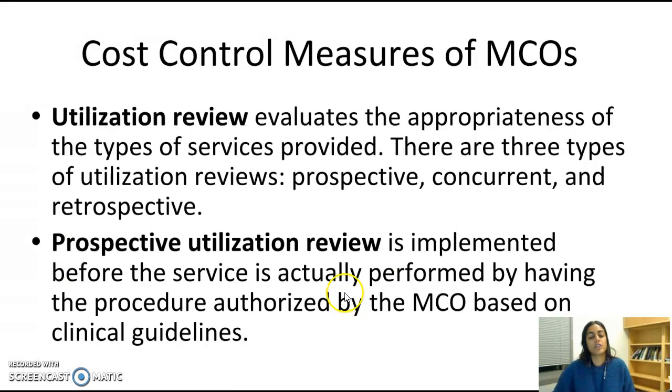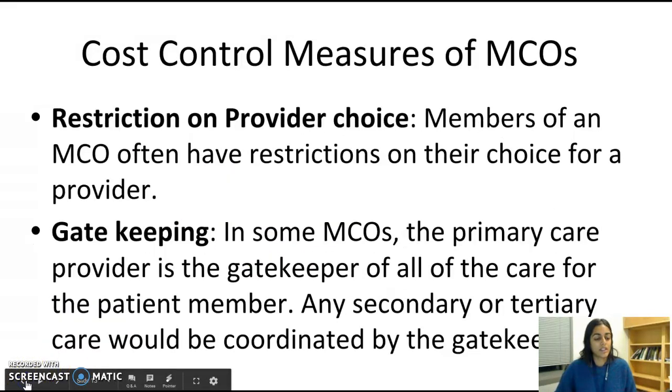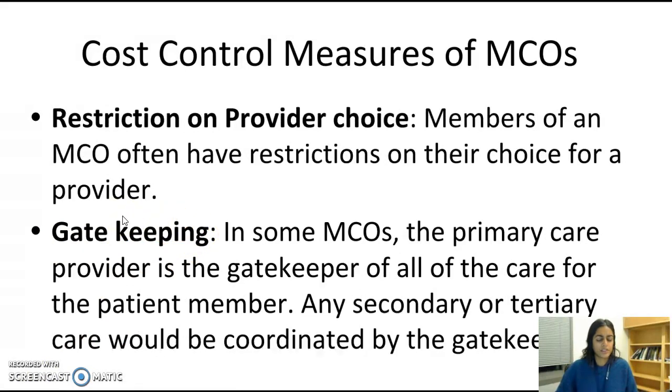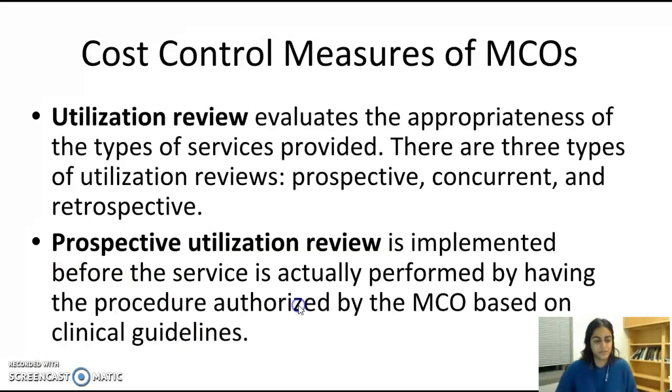So the cost control measures of MCOs, utilization review. Oh, and just going back for a second, I think this gatekeeper can also be a nurse practitioner or a physician assistant. Might have to check on that, but I think any primary care provider, doesn't have to be a doctor. Anyway, so cost control measures of MCOs, utilization review. This is important in MCOs. They evaluate the appropriateness of the types of services provided. There are 3 types of utilization reviews: prospective, concurrent, and retrospective.